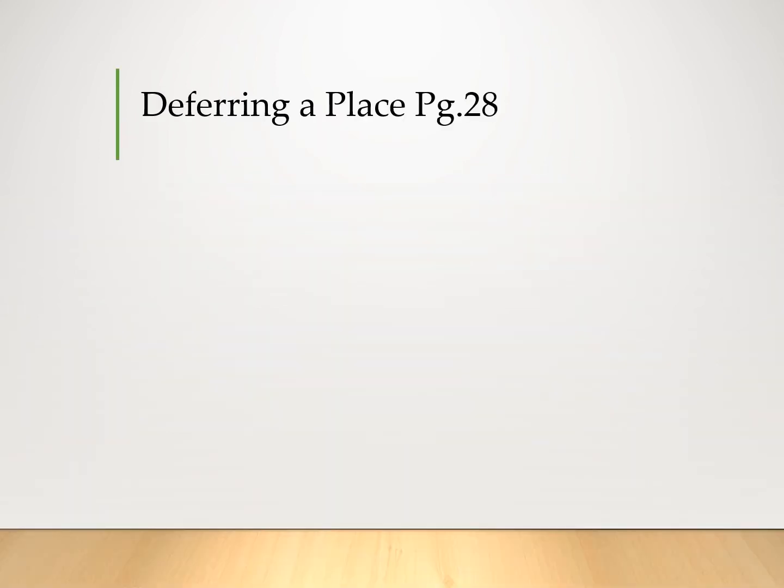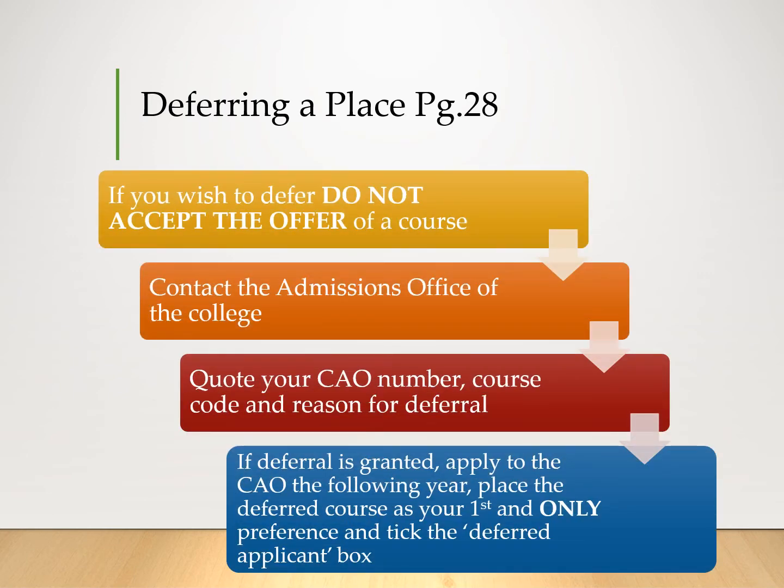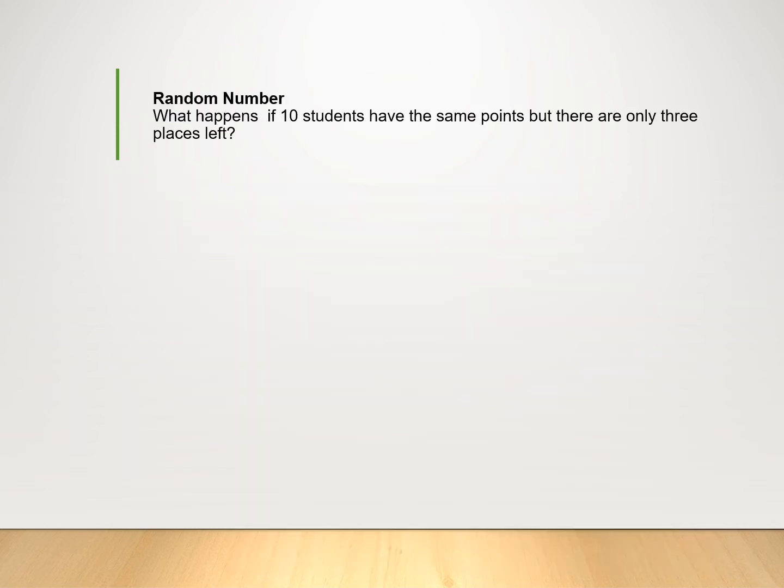Deferring a place. Some students may decide to defer a place for a year. If you wish to defer, in other words, ask the college to keep your place for a year, do not accept the offer. Contact the admissions office of the college. Do not contact the CAO about deferrals. It is the admissions office of the college. Quote your CAO number, your course code, and the reason for your deferral. If the deferral is granted, apply to the CAO the following year, place the deferred course as your first and only preference, and tick the deferred applicant box.